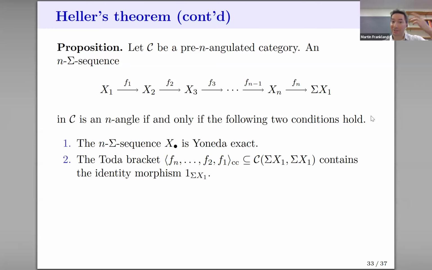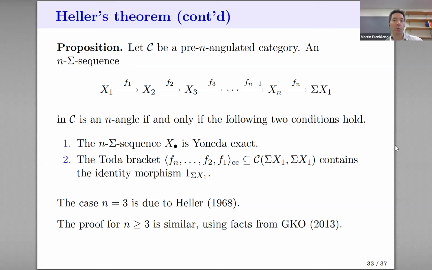So that was this little example. The exotic example had the identity in the Toda bracket for that reason. It was already an n-angle. And in fact, this proof that works for the triangulated case pretty much goes through for higher n once you have a few facts that were worked out by Geiss, Keller, Oppermann. So we just reap the benefits of their work and observe that this is true in general. In other words, the Toda brackets determine the n-angulation.